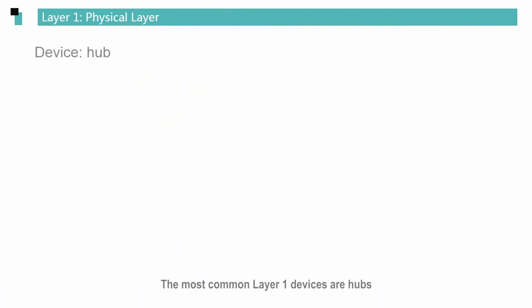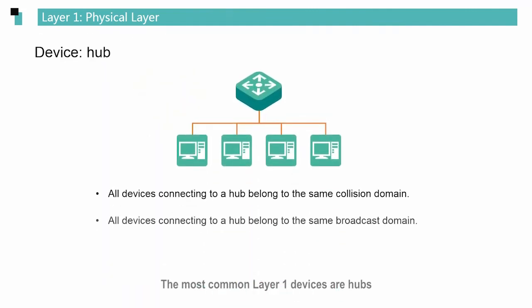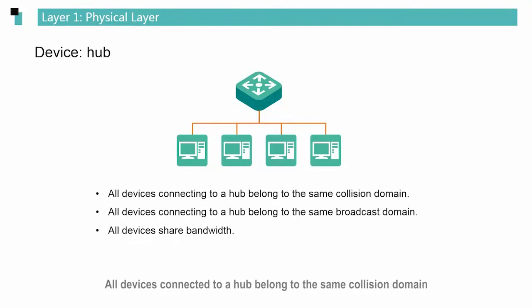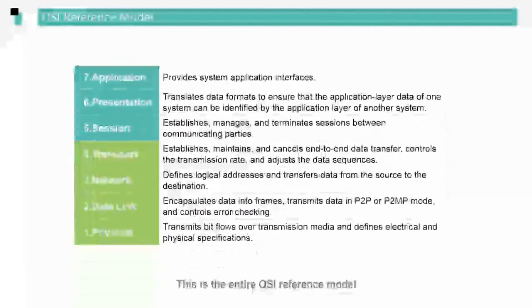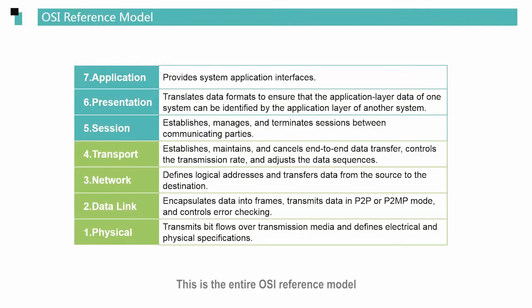The most common Layer 1 devices are hubs. All devices connected to a hub belong to the same collision domain, and so only one node can use bandwidth at a time. That is why hubs are rarely used on modern networks. This is the entire OSI reference model.